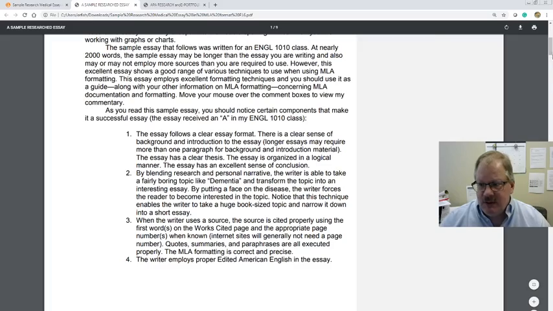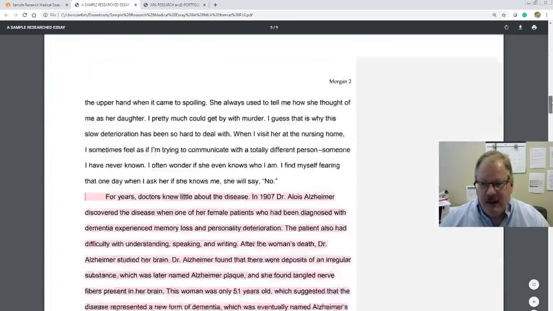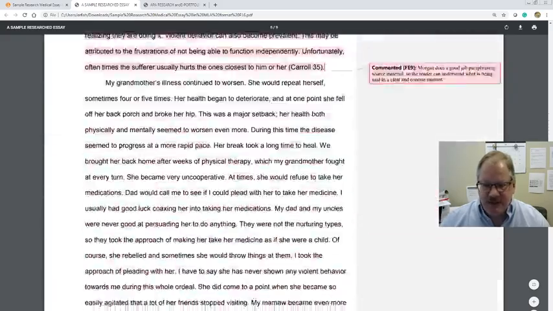And the way we start with an MLA paper is with the works cited page. The works cited page is the last page in the essay.